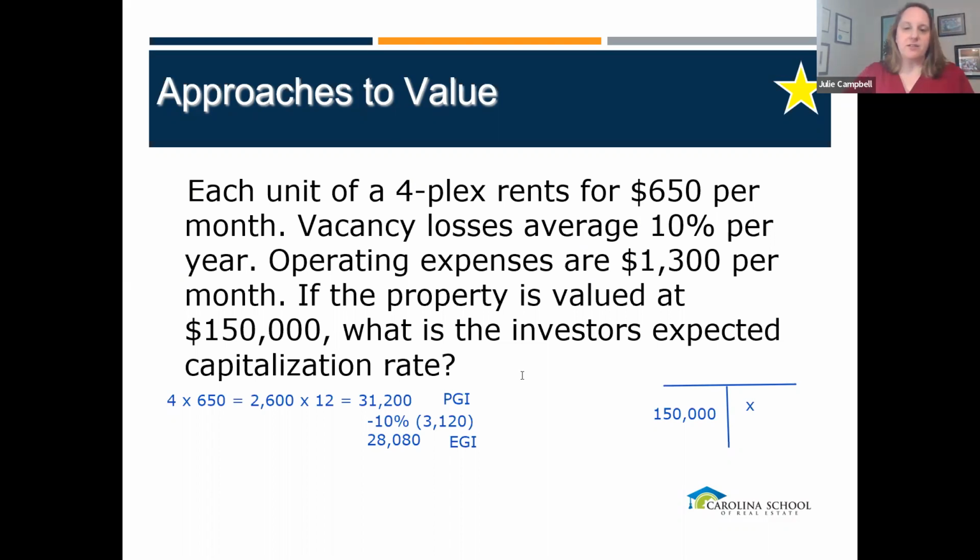From there, I deduct my operating expenses. The problem tells me my operating expenses are $1,300 per month. This problem is always solved annually. So I take 1,300 times 12, and I get annual operating expenses of $15,600. EGI minus my operating expenses gives me my net operating income. So my net operating income is $12,480. Any questions on how I got to my net operating income?